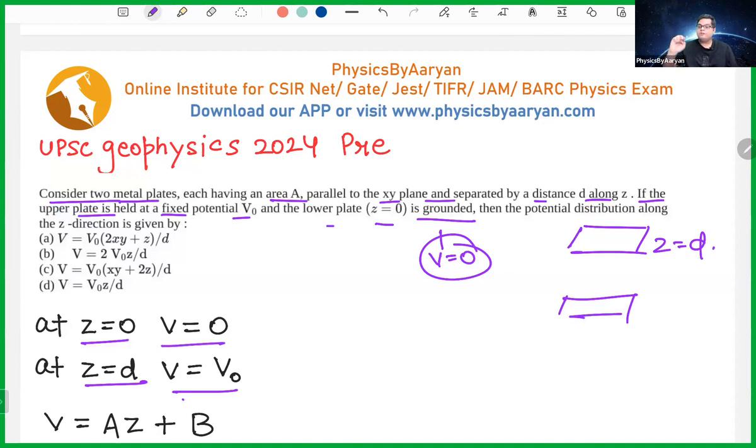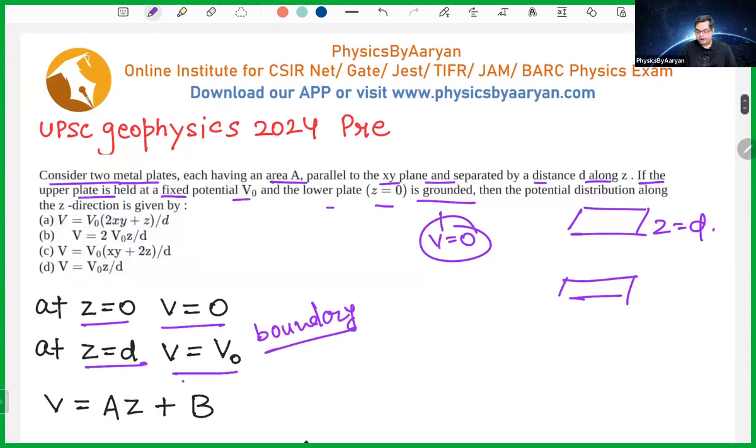So these two are going to be our boundary conditions. These are my boundary conditions. Now what they're asking is to find the potential distribution along the Z direction, that is, how the potential depends upon Z.